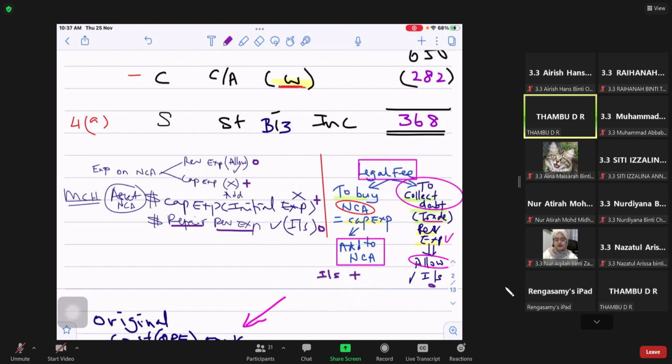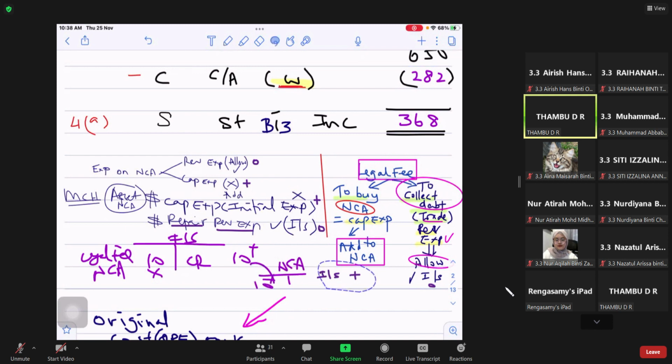This one, legal fee, if you put the legal fee on non-current asset here, let's say you put it here 10, I don't accept this. So what do? You credit, you add back 10, and then you debit your non-current asset. So that's why I say plus. Income statement you plus, non-current asset also you plus.